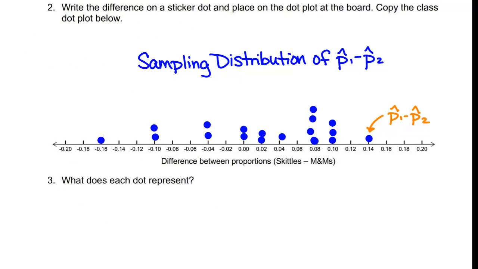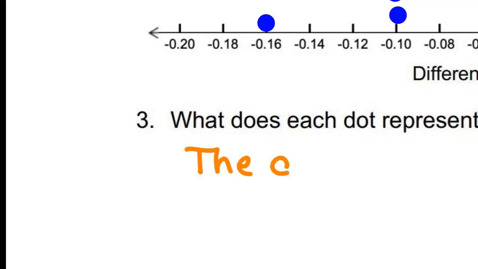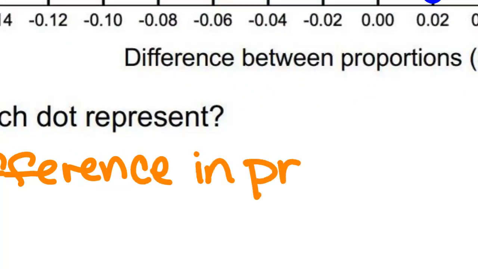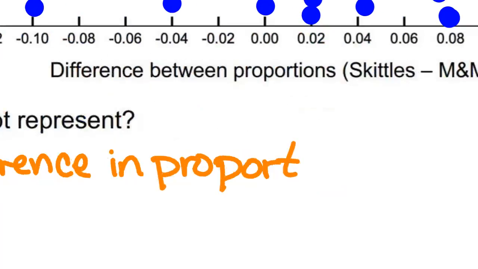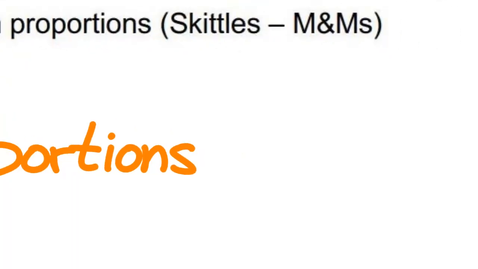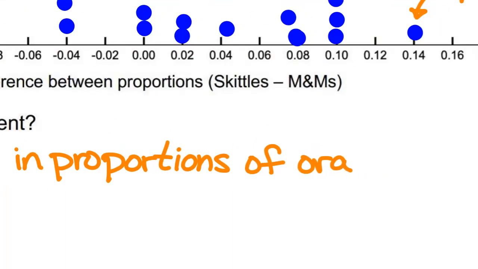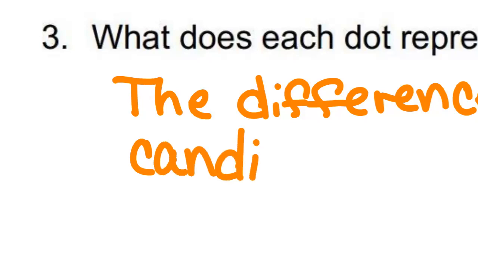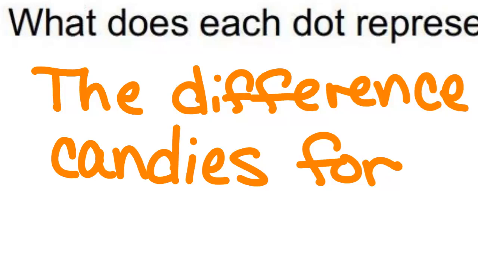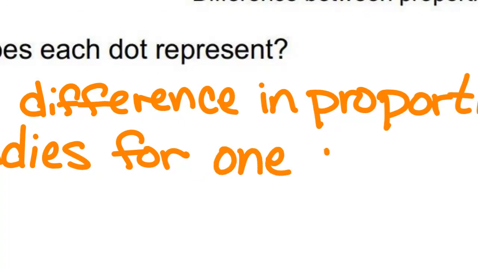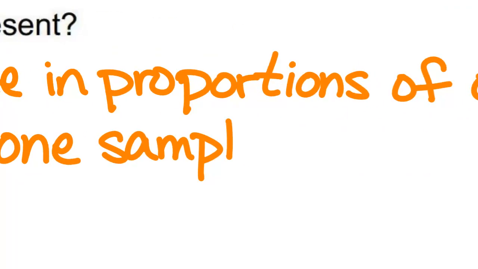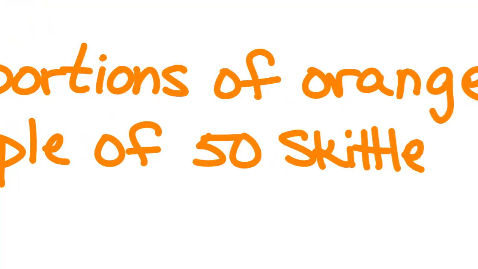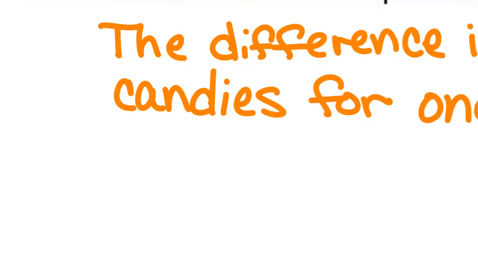So let's go ahead and write that down. This is the difference in proportions. Because we subtracted, that's why it's difference. Difference in proportions of orange candies for one sample of 50 Skittles and 1 sample of 50 M&Ms.